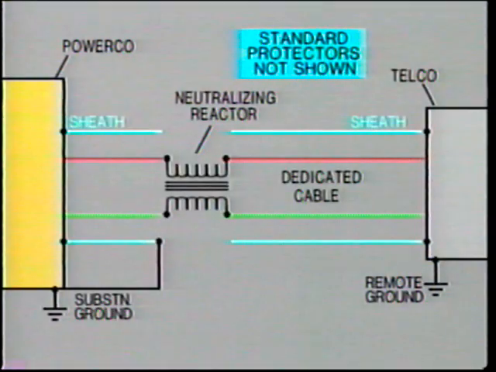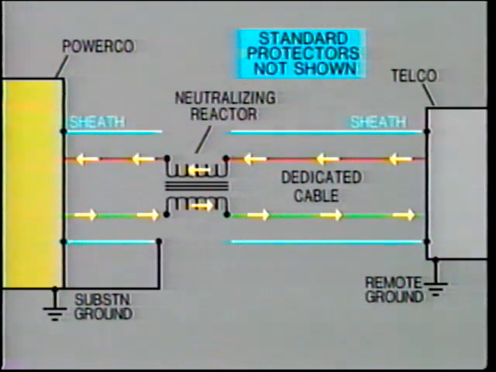Some improvement in economy can be made by using a two-winding neutralizing transformer. In this case, the primary winding has been eliminated, and the unit is often referred to as a neutralizing reactor. Under normal operation, the low-voltage telephone signal is circulating through the pair of conductors in opposite directions, so the reactor core is not magnetized and impedance is low.